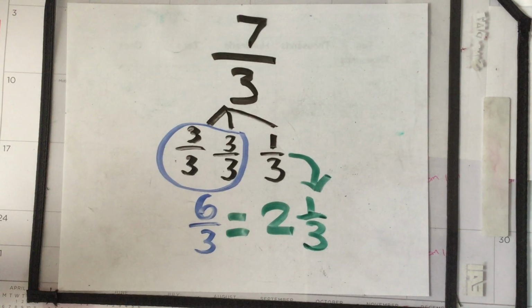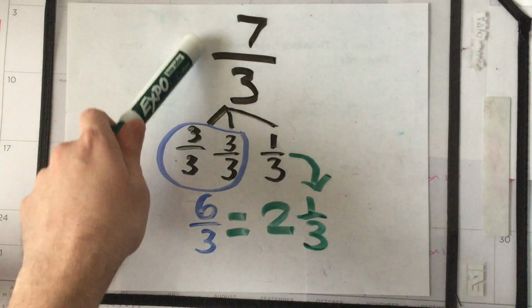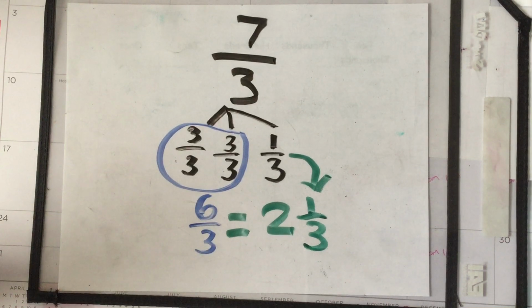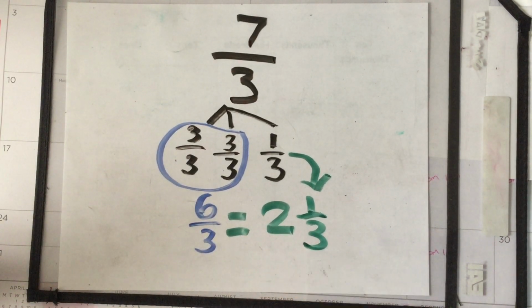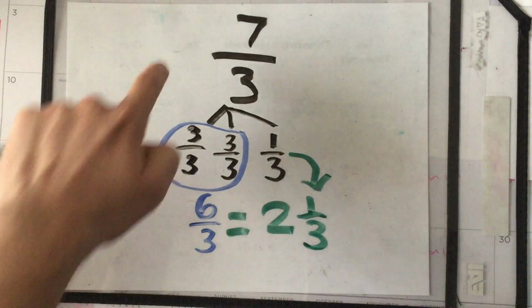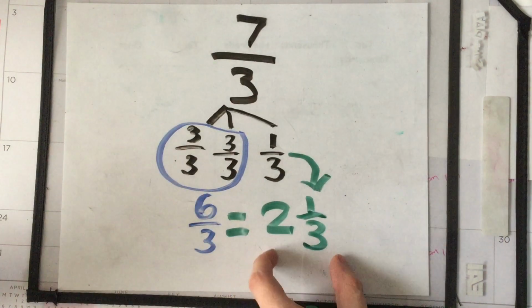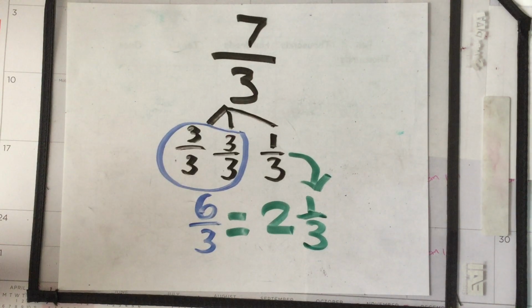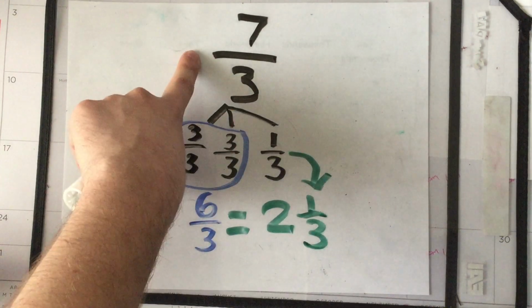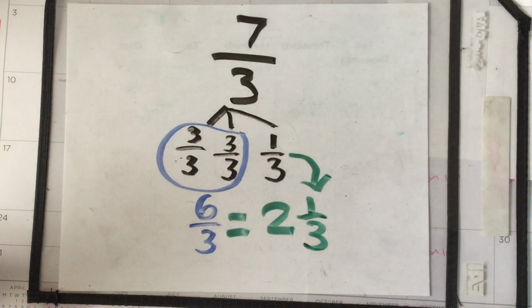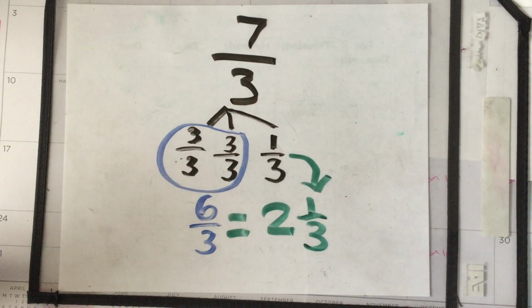And now we have our mixed number. 7/3 is the same as 2 and 1/3. This improper fraction is the same amount as this mixed number. Mixed number, improper fraction. If we were to draw this as a picture, I'm going to draw some quick rectangles here.